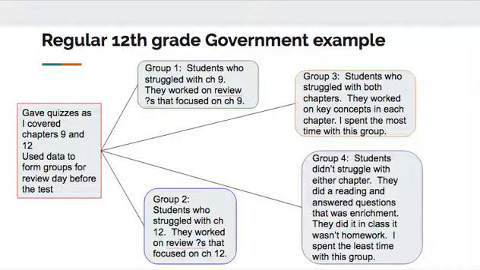And then group 4, they didn't struggle with either chapter. They got great quiz scores. They're probably going to get an A on the test. So instead, I take an AP reading that is not written in an academic way. It's written in a newspaper-article-y way. And they do that in class. It's not assigned as homework, and they're doing that at the same time that these other kids are reviewing.